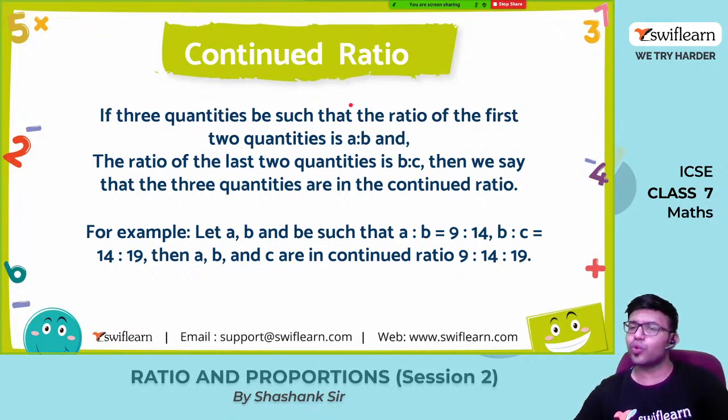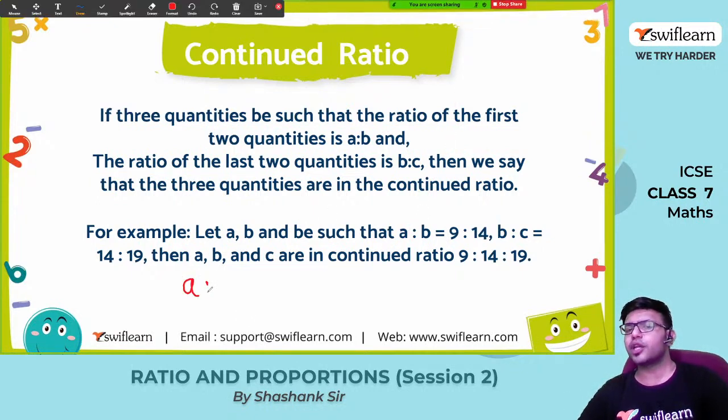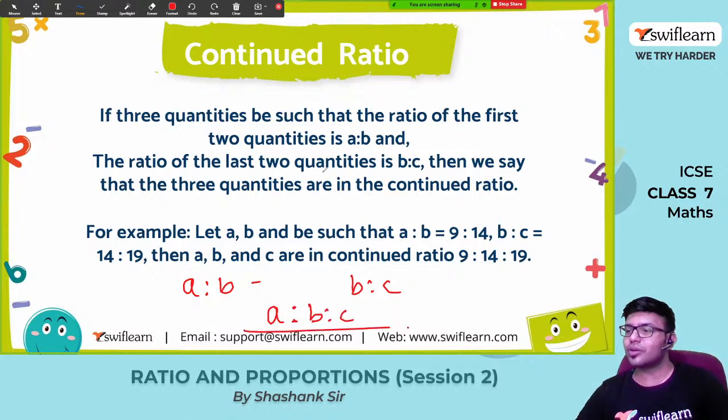Continued ratio is what? There are two items in the ratio A is to B, and there is a third item, with the second and third in the ratio B is to C. Now how can we write the continued ratio? Seeing this and this, we can write A is to B is to C. This is called continued ratio.